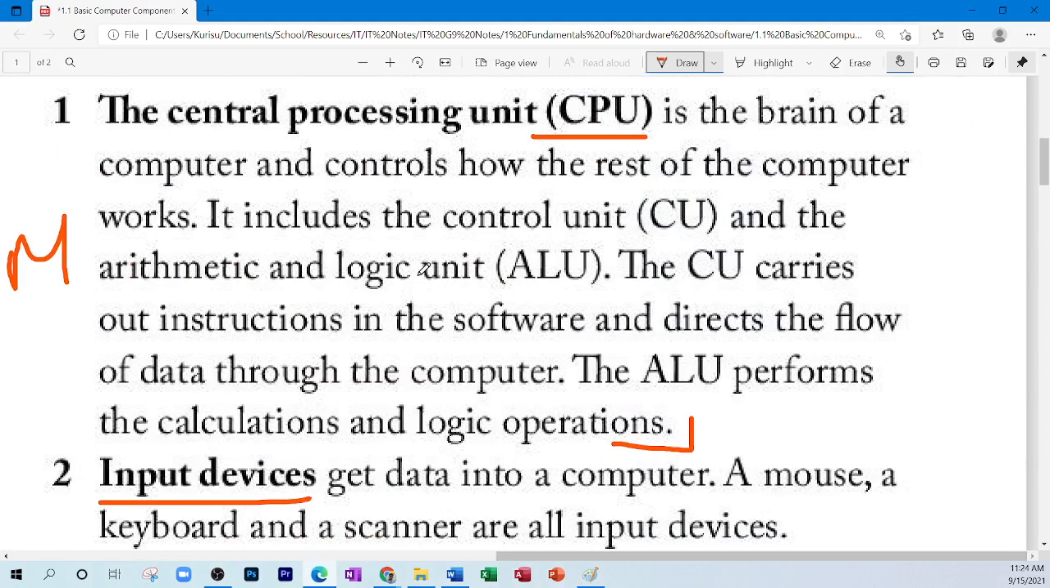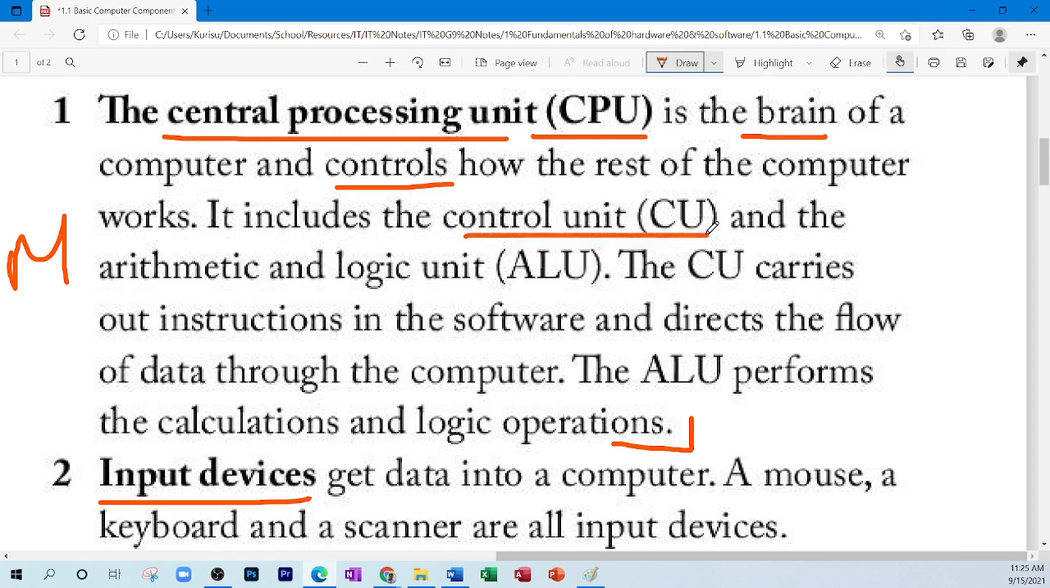Let's look at them. The central processing unit, also called the CPU. Please note that all of these acronyms you need to memorize. The CPU is the brain of the computer. Just like how we have a brain that does our calculations and controls our body, the CPU is the brain of the computer that controls how the rest of the computer works. Just like our brain controls our body to move our hand and allows us to speak, that is how a computer functions, by the CPU controlling its parts. Now the CPU is made up of 2 parts.